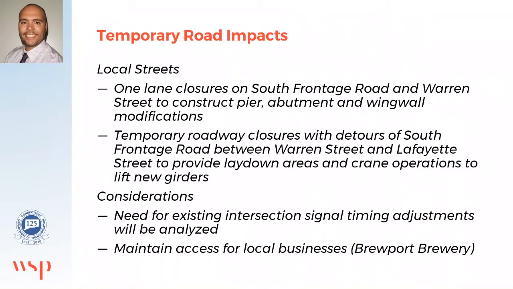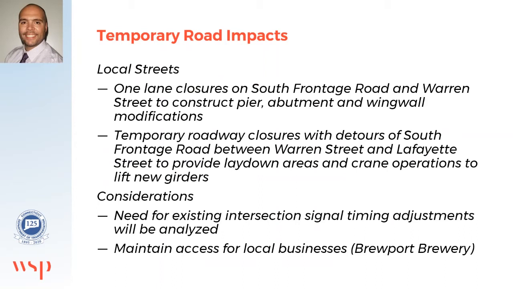Several considerations are made when looking at possible detours. Due to low clearance restrictions on Railroad Avenue, we are proposing a road closure on South Frontage Road between Warren Street and Lafayette Street. Because of the numerous one-way streets in the area, this detour was chosen to eliminate the need for traffic signal adjustments while also allowing access for the Bridgeport Brewery. In the next slide, I will show a graphic and go into more detail for the detours.